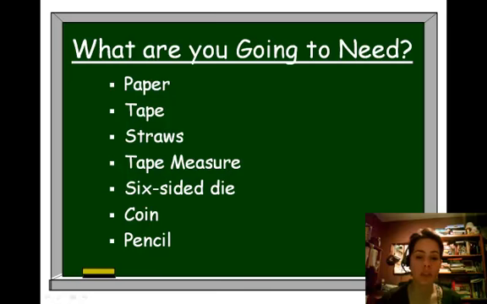So before you start this lab, you're going to need to collect a few things. You're going to need a few sheets of paper, some tape, at least 2 straws, a tape measure, a 6-sided die, so it's just a regular die you use in any board games, a coin, doesn't matter what kind, just one that you can flip, and a pencil to record your observations. And of course, your dry lab outline that you can download from the Teach Yourself Biology 11 website.